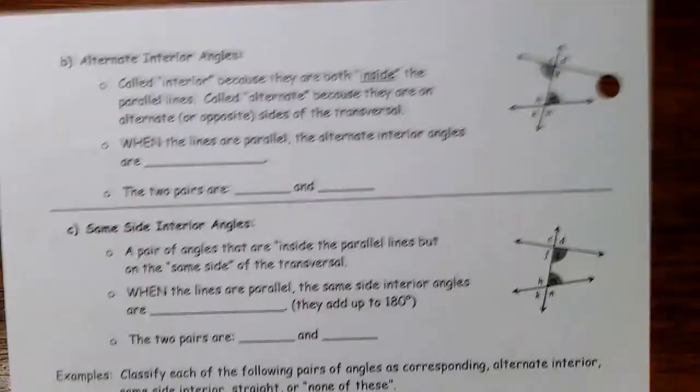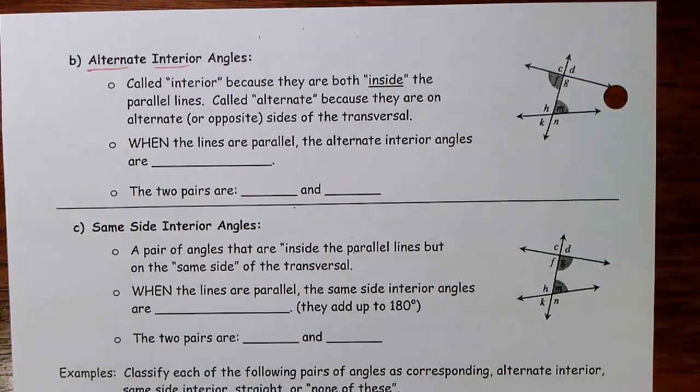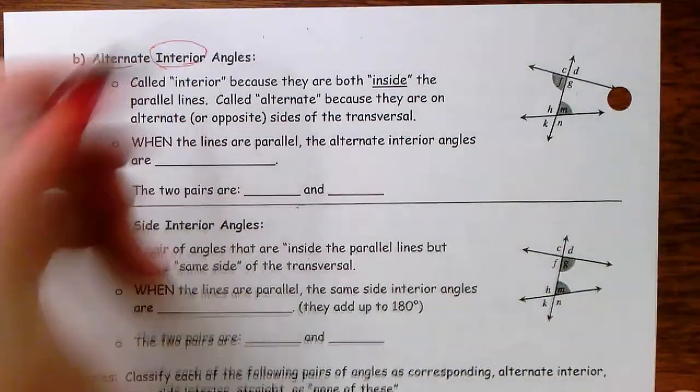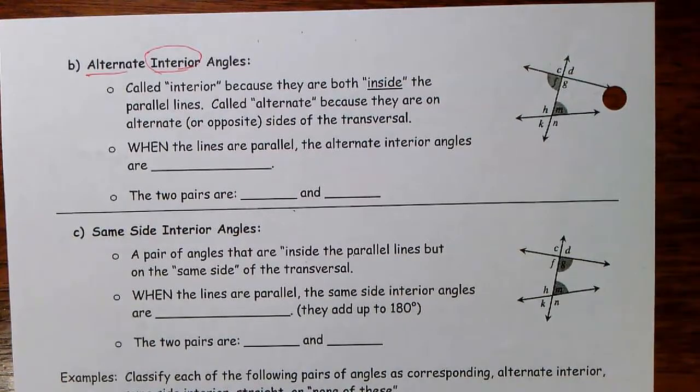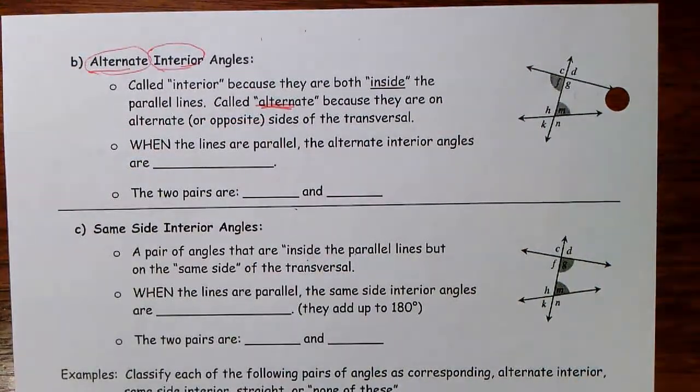Our next pair of angles are called alternate interior angles. They're called interior because they are inside the two lines. They are called alternate because they are on opposite sides of the transversal.